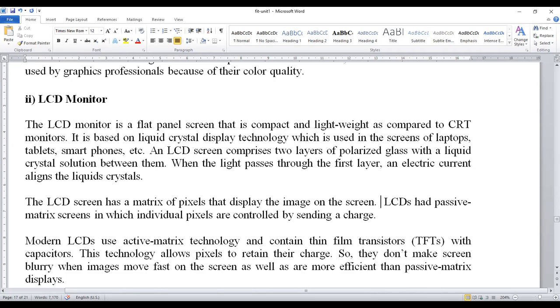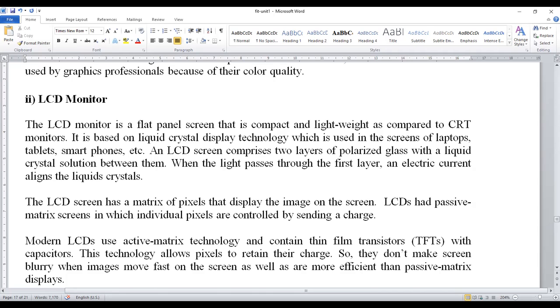An LCD screen comprises two layers of polarized glass with a liquid crystal solution between them. Okay, there are two layers of polarized glass, and in between the two polarized glasses there is liquid crystal.